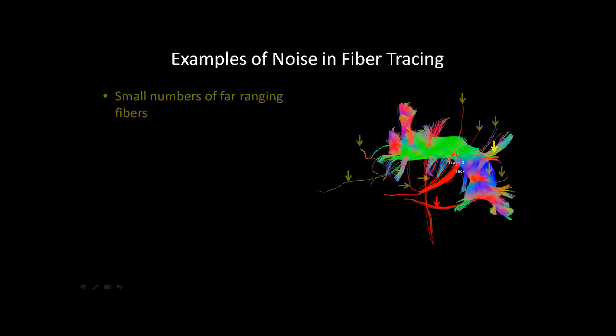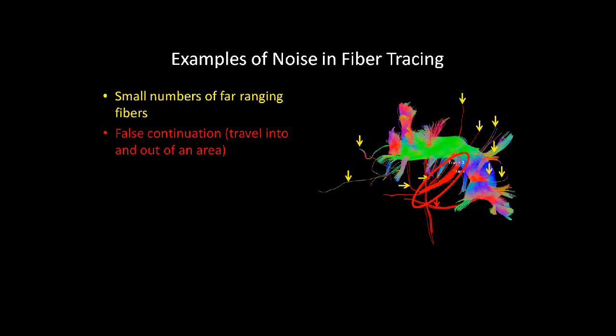So we often have these sort of single far-ranging fibers, as illustrated by the yellow arrows here, that are typically errors. A second problem that we have is false continuation. That is, one fiber track went into an area and another fiber track came out of the same area, and the fiber tracking might connect those as a single fiber. Another element is ending in not gray matter or subcortical tissue. If a fiber is sort of ending in midair, you know it's wrong.